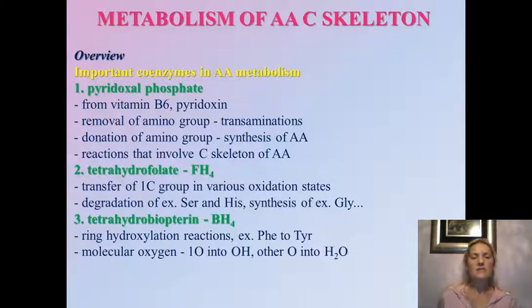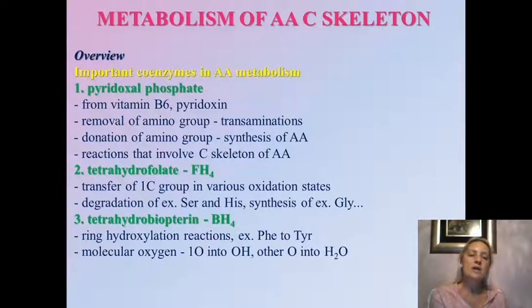The second coenzyme is tetrahydrofolate, FH4, which is responsible for transfer of one carbon fragments, which can be in various oxidation states. This one is involved in the reactions of degradation of amino acids, and you will see that there are more of them. Here I have listed just a couple of examples, for example, degradation of serine and histidine. But on the other side, FH4 is also involved in the biosynthesis of certain amino acids, for example, glycine, and you will see it in the upcoming couple of minutes.